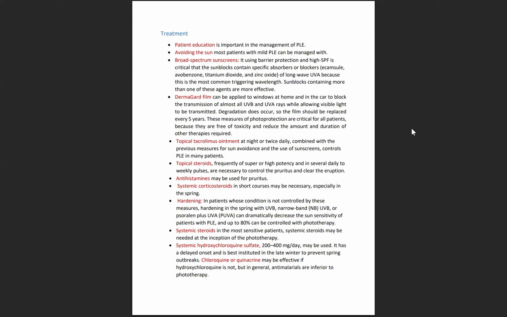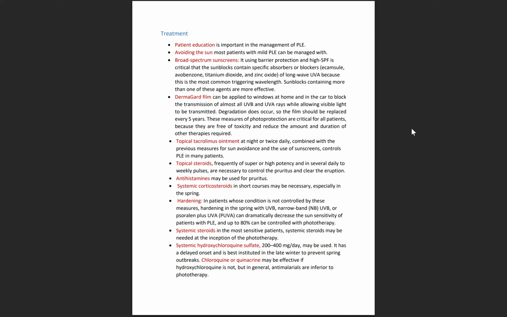Let's move to treatment. Patient education is important in management of polymorphous light eruption. Avoiding the sun. Most patients with mild polymorphous light eruption can be managed with broad spectrum sunscreens. It's using barrier protection and high SPF; it is critical that the sunblock contains specific absorbers or blockers: ecamsule, avobenzone, titanium dioxide, and zinc oxide, of long wave UVA because this is the most common triggering wavelength. Sunblock containing more than one of these agents are more effective.